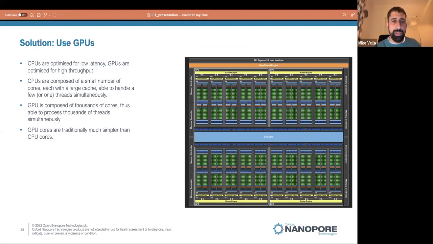So a CPU is composed of a small number of cores, each with a very large cache, and able to handle a few or maybe one thread simultaneously, whereas a GPU is composed of thousands of cores and is therefore able to process thousands of threads simultaneously. And a GPU core is much simpler than a CPU core. So a single CPU thread runs far slower than a GPU thread, but because there are so many thousands of threads operating simultaneously, the total throughput of a GPU is very large. And when it comes to operations like matrix products, that's a very highly parallelizable problem. GPUs really shine.